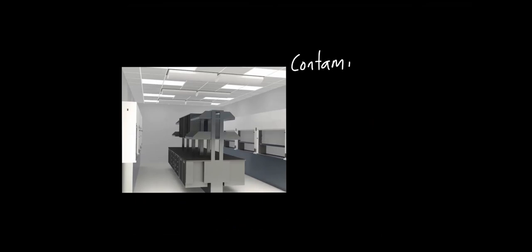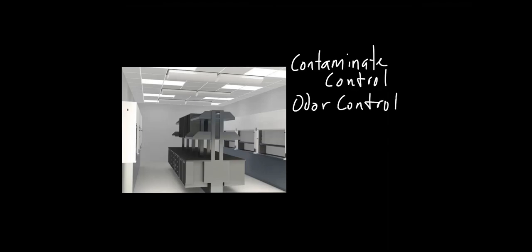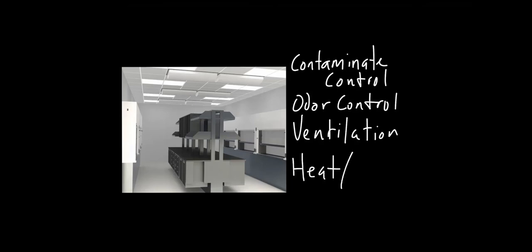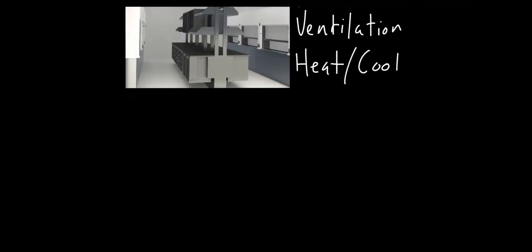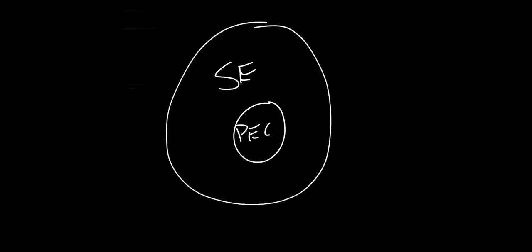From an HVAC perspective, we are looking to do four main things. One, controlled exposure to any contaminants that are being used or created in the space. Two, contain any odors that are present or generated as a result of the experiments or testing. Three, provide adequate ventilation for the scientists or technicians present. And lastly, to provide cooling and heating to the space in order to maintain a comfortable working environment for the laboratory staff.